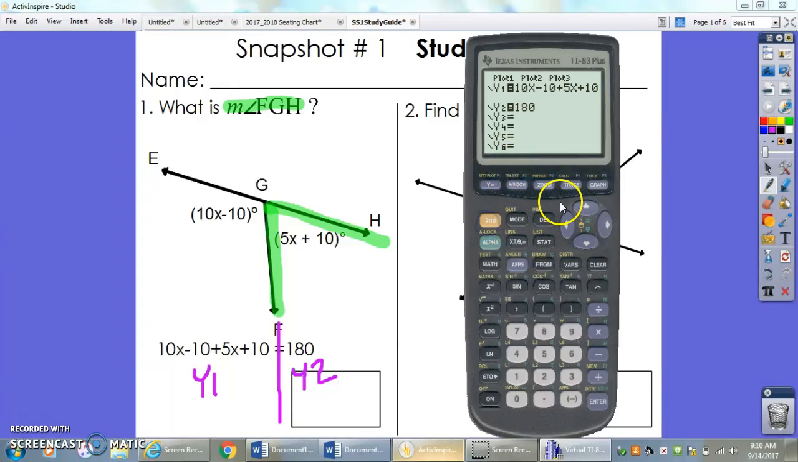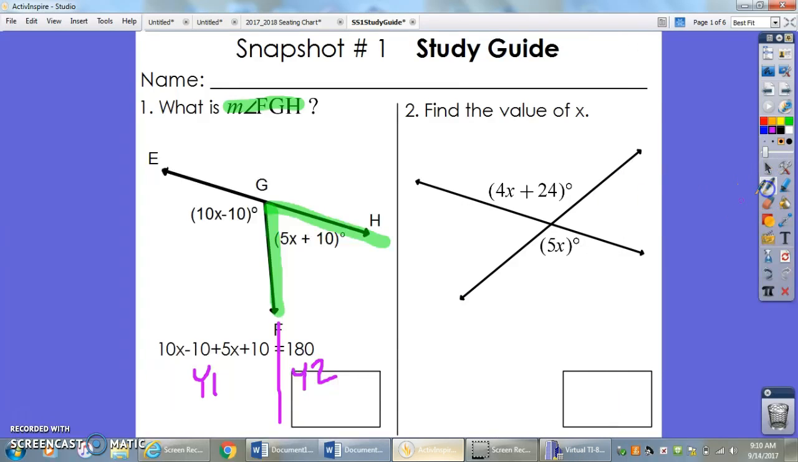Then we'll hit second, trace, 5, wait, and then hit enter, enter, enter. So x is 12, so I'm going to write that down. X is equal to 12.